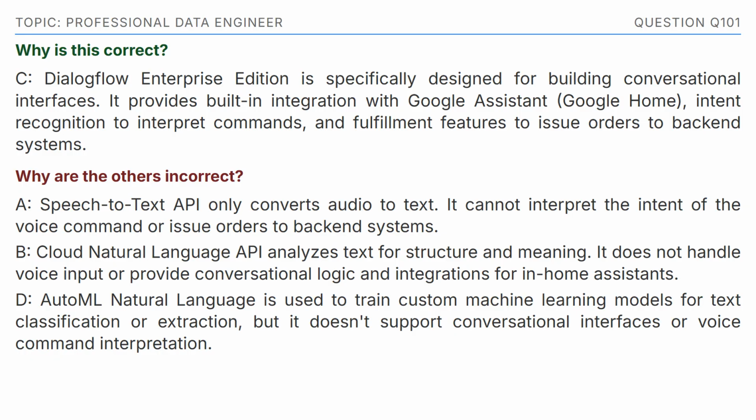Why are the others incorrect? A. Speech-to-Text API only converts audio to text. It cannot interpret the intent of the voice command or issue orders to back-end systems. B. Cloud Natural Language API analyzes text for structure and meaning. It does not handle voice input or provide conversational logic and integrations for in-home assistants. D. AutoML Natural Language is used to train custom machine learning models for text classification or extraction, but it doesn't support conversational interfaces or voice command interpretation.